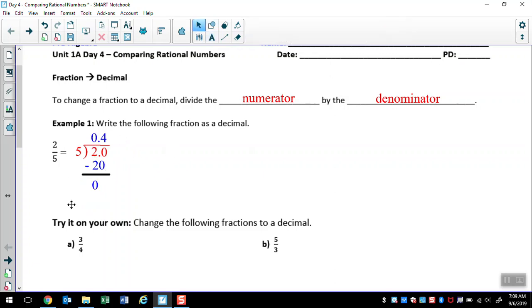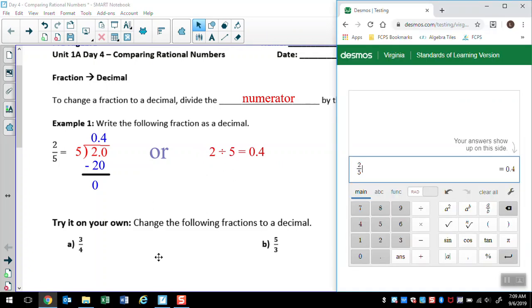So this is a little review of your long division. So 5 goes into 20 4 times, but since it's 2.0, we actually end up with 0.4. Alright, so that's doing it the long division way without a calculator. Or we can do this with a calculator. And we can put into our calculator 2 divided by 5. I type 2 divided by 5, and that gives me 0.4.